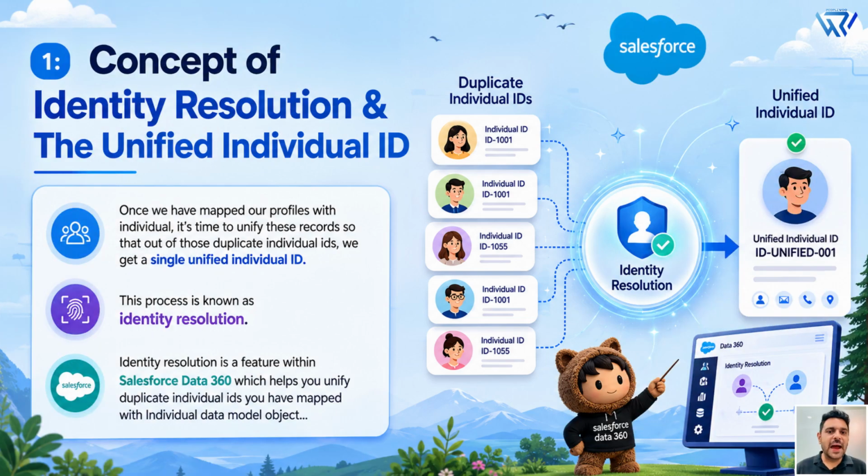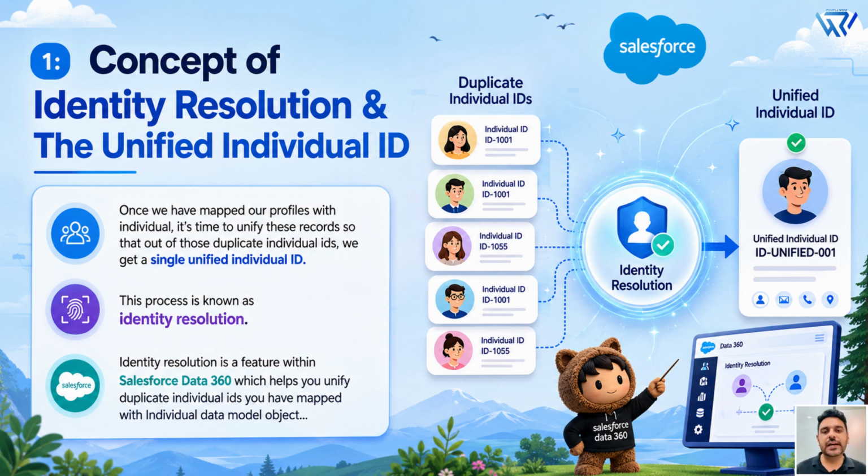Once we have mapped our profiles with individual, it's time to unify these records so that out of those duplicate individual IDs, we get a single unified individual ID. This process is known as identity resolution. Identity resolution is a feature within Salesforce Data 360 which helps you unify duplicate individual IDs you have mapped with the individual data model object.